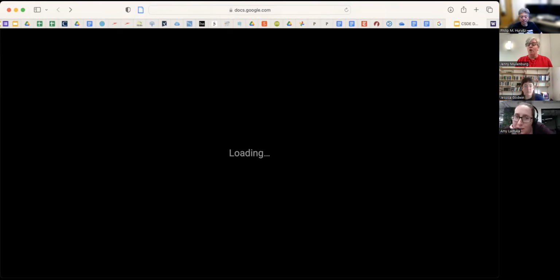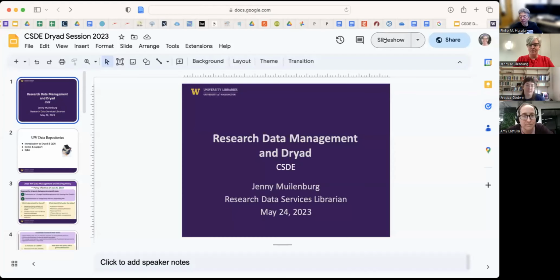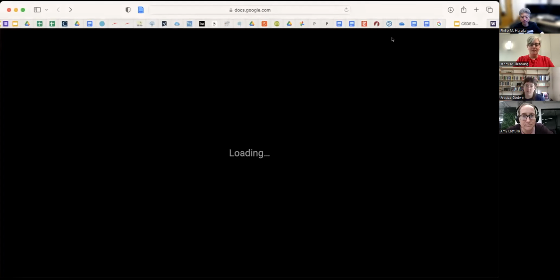Wait, sorry, really quick. It says loading still. I'm just seeing a black screen. When you went to presenter mode, it went to black. Let's try again. Not helpful. Okay, let's try again. For some reason it's not letting me share.